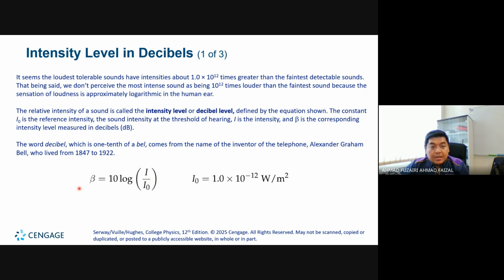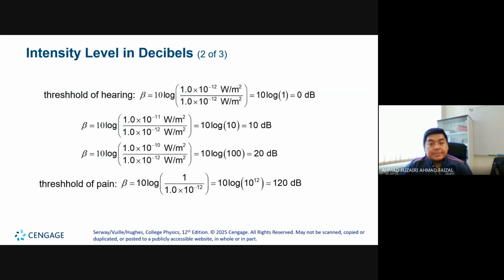Okay, so the word decibel, which is 1/10 of a bell, comes from the name of the inventor of the telephone, Alexander Graham Bell, who lived from 1847 to 1922. Okay, it's very good to understand this one.